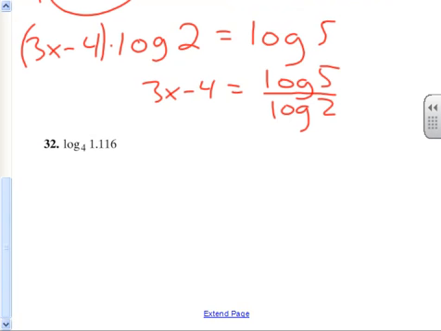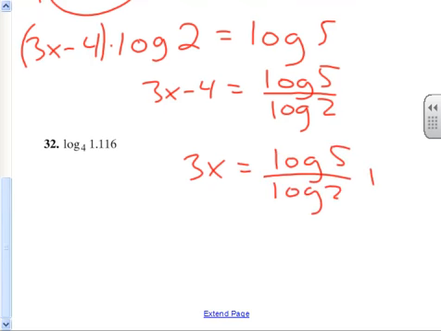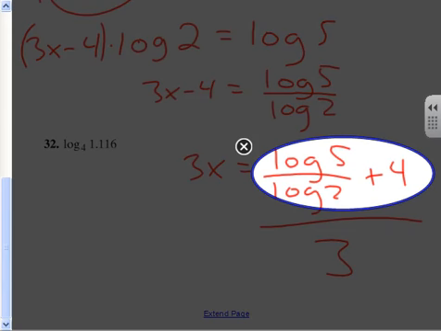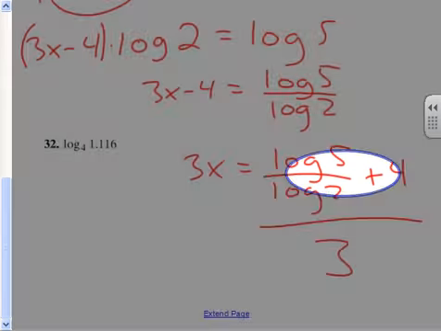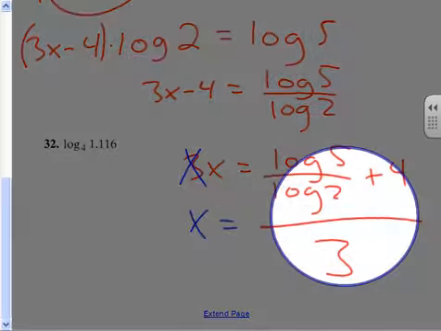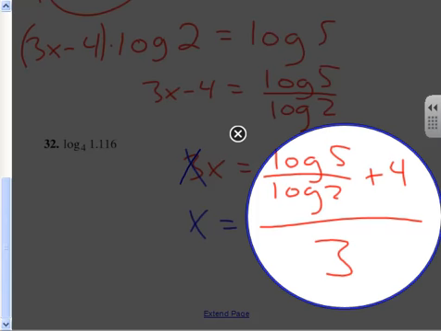and then I do what I always do when I solve a two-step equation. I'm going to add 4 to both sides. And then I'm going to divide that whole thing by 3. So if you just figure out what that equals, you'd plug that in a calculator, find out what it is, divide it by 3, and you'll have what x equals. Okay, x equals this whole thing. Looks kind of confusing, but there it is.